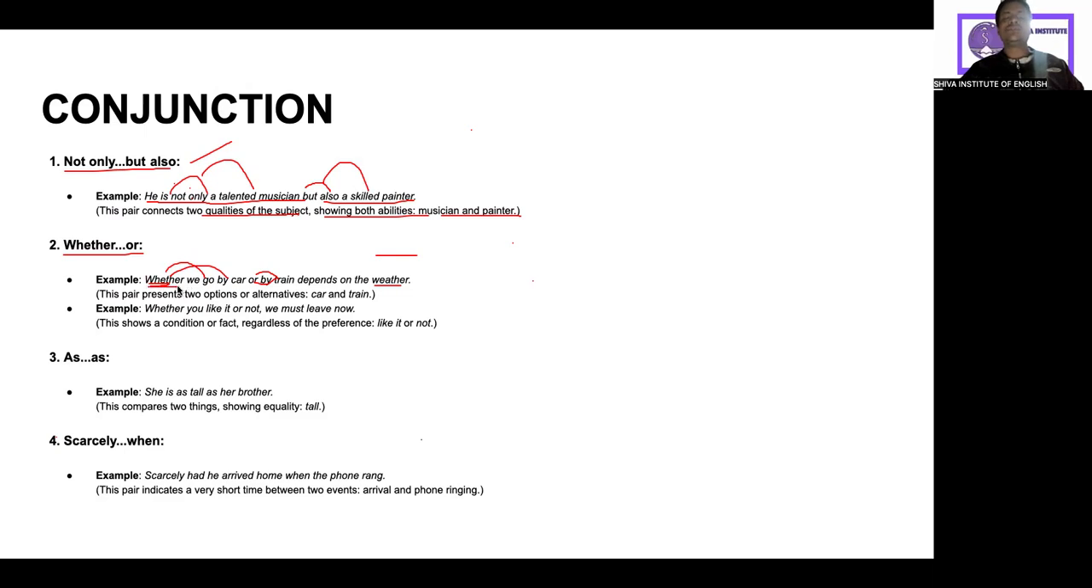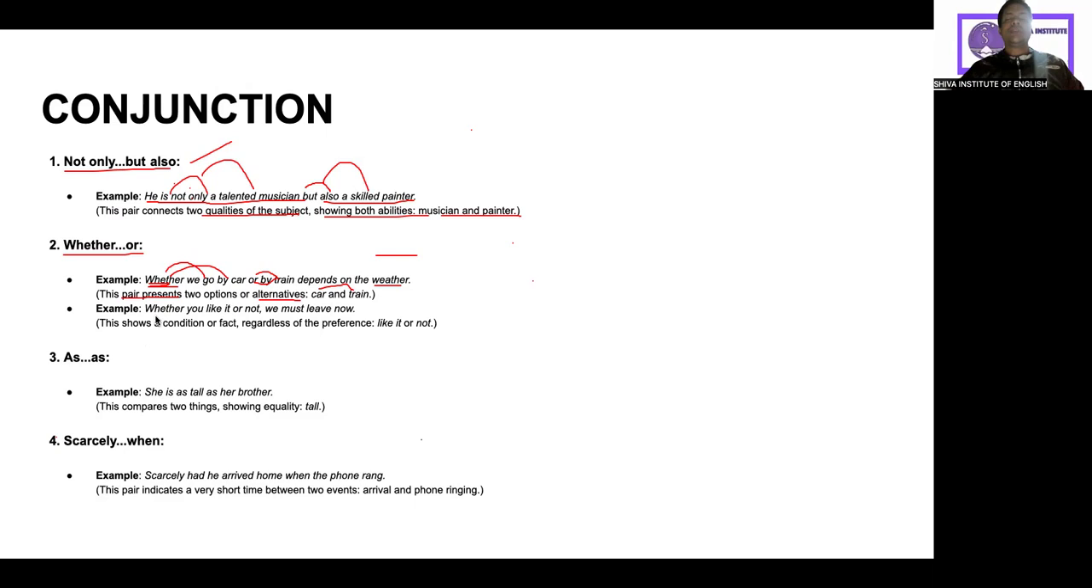But as it is used at the beginning, it indicates nothing but a kind of question whose answer means you can ask for one out of these two. So the pair presents two options or alternatives, which is nothing but a car and train, right?